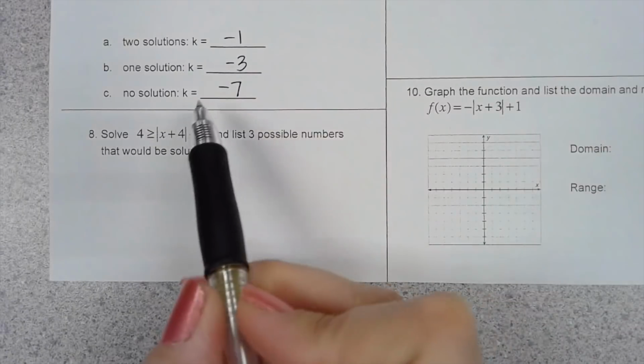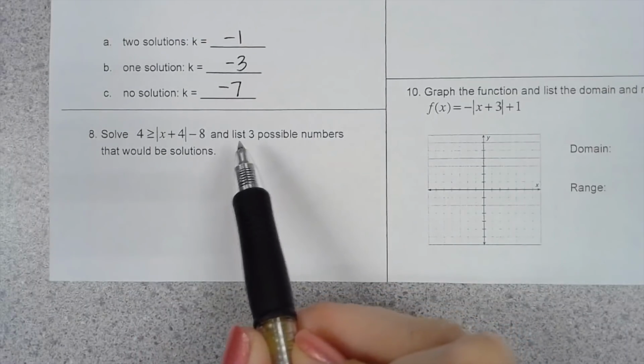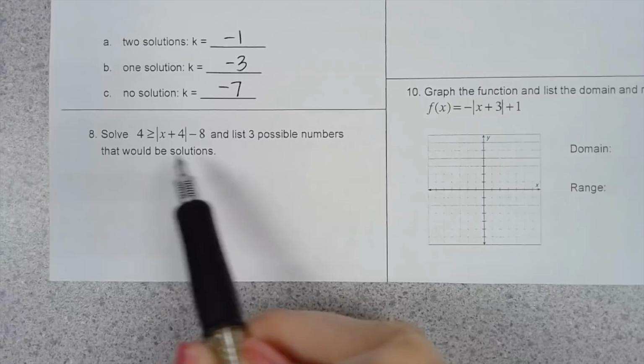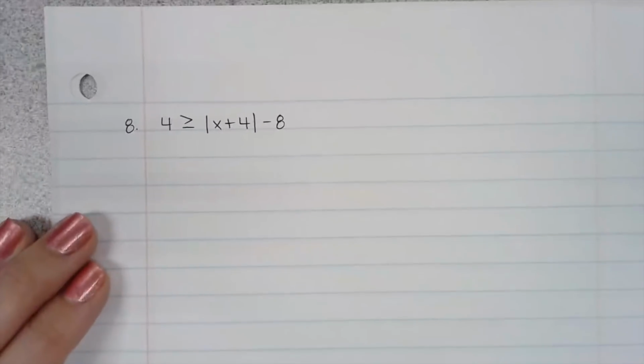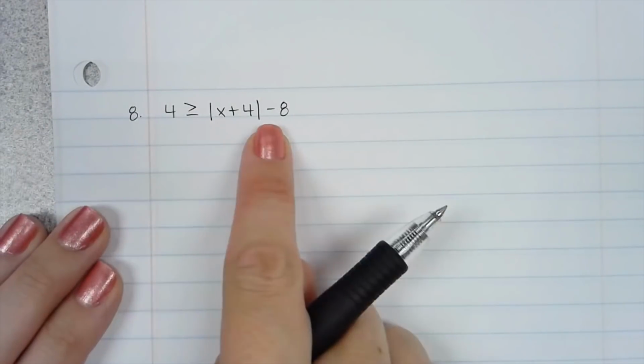Questions number 8 and 9 give us an absolute value inequality. It wants us to solve it, and then it also wants us, when we're finished, to list 3 possible numbers that would be solutions to the question. So I'm going to go ahead and do my work for this one on a separate piece of paper as well. The first thing you'll notice is that this is written sort of backwards.